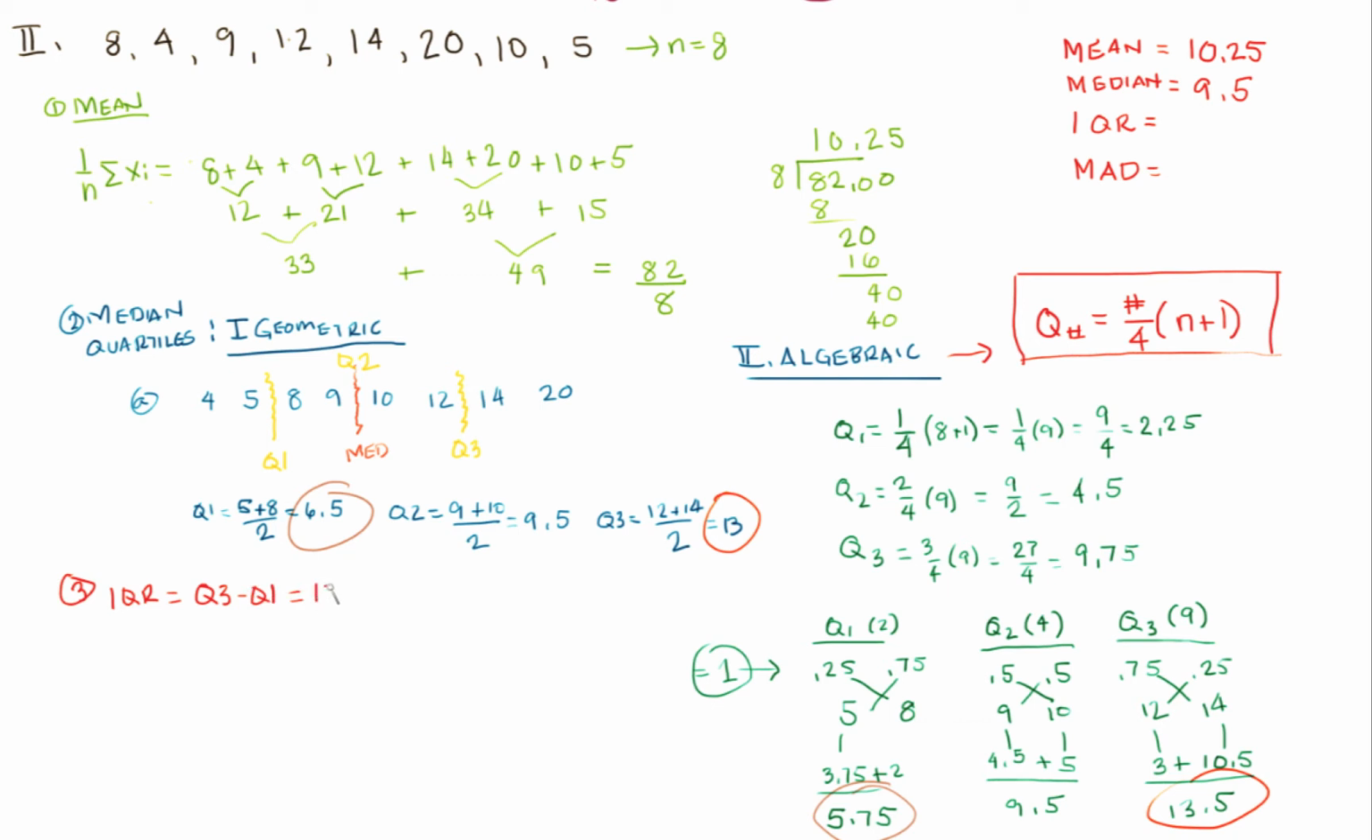Okay, so let's do our interquartile range here, which is Q3 minus Q1. That's going to give us 7.75.